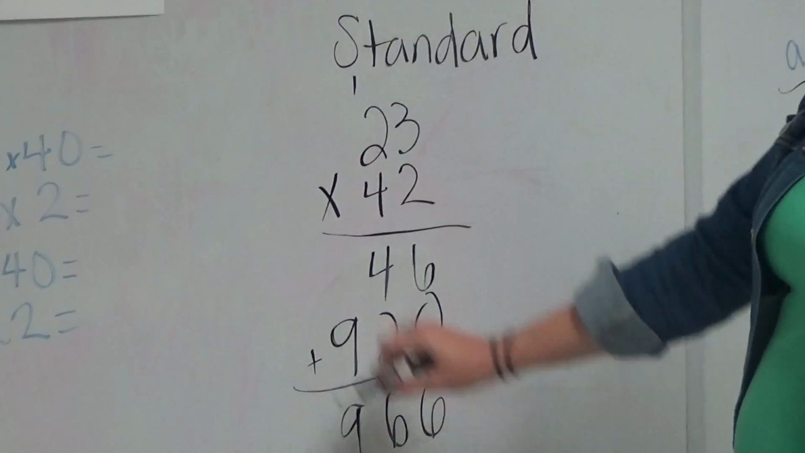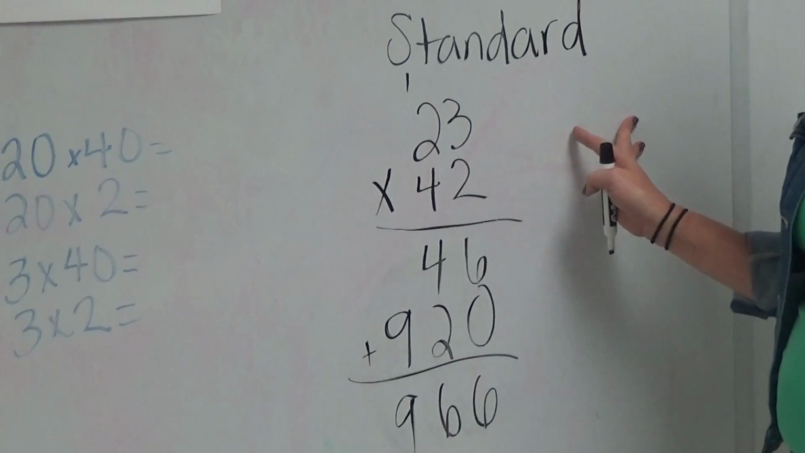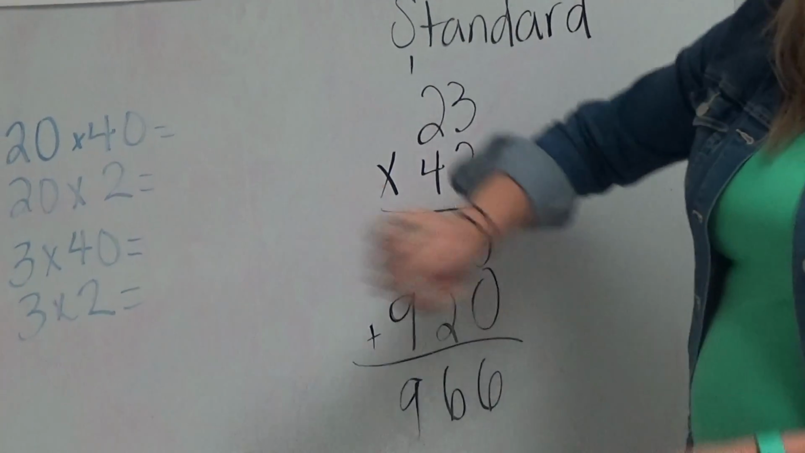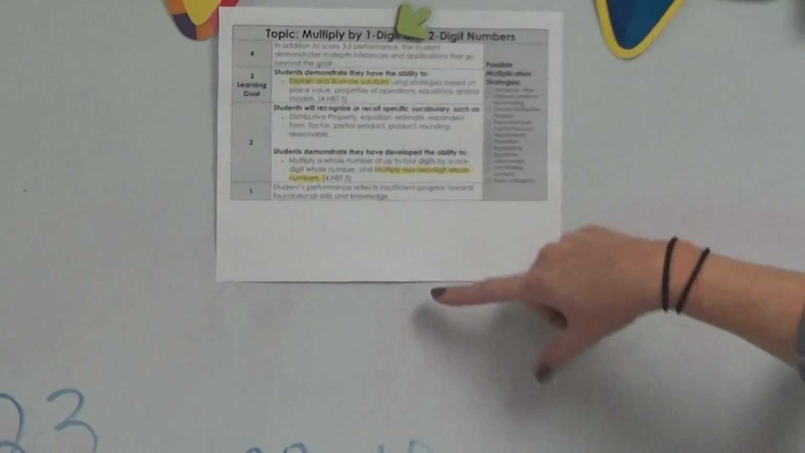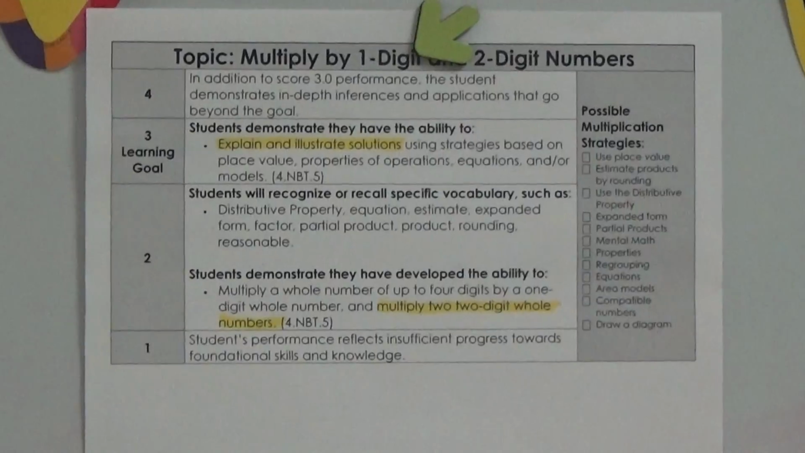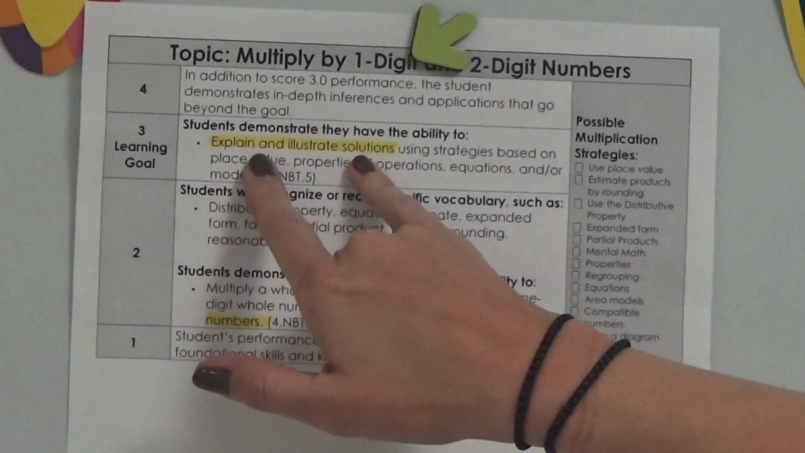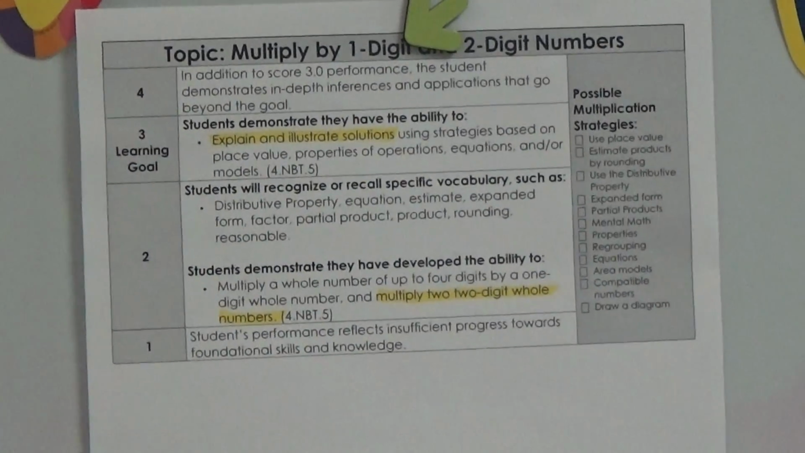So this is the way that we grew up learning how to do multiplication, or I did, and most of us probably did. But when we go back and look at our scale, when we're multiplying two-digit numbers by two-digit numbers, we have lots of different strategies that we can use. And that will help us to understand and explain, illustrate our solutions to our problems to get a 3.